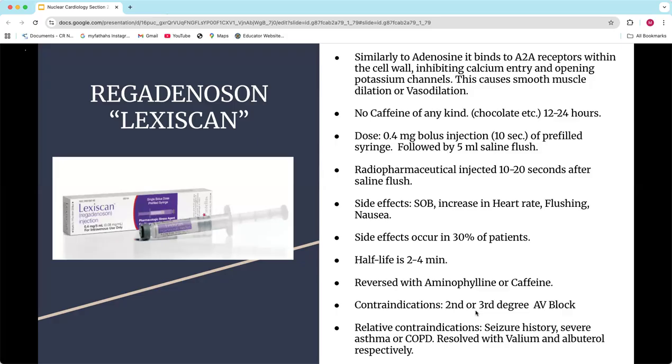And then I put on here relative contraindications. One of those is seizure history. If they have seizure history, they can get this done, but it tends to exacerbate seizure. And so a lot of times if they're on a seizure medication, that will be okay.